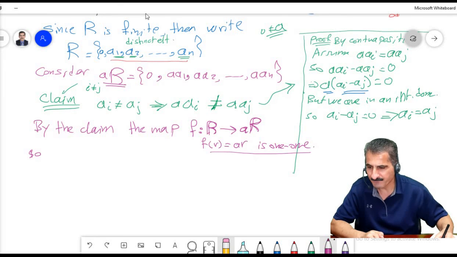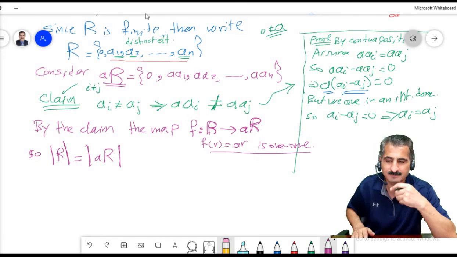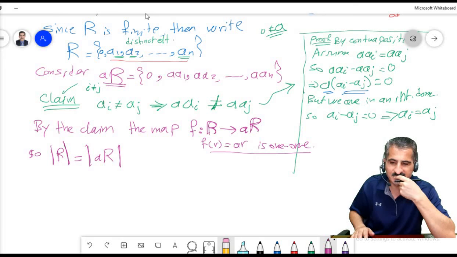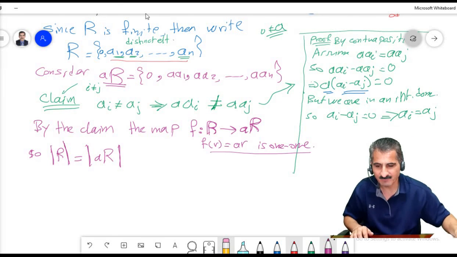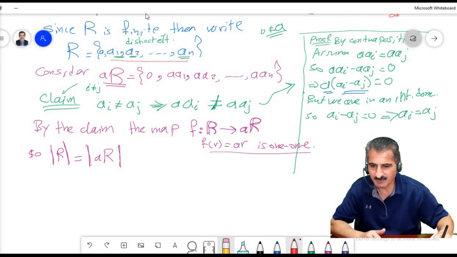So the cardinality of R must be the same as the cardinality of A times R. You agree? Because you know that already, if you have a 1-to-1 map from one set to the other, but the other set is contained in the first one. So to make it clear, let me add that A times R is contained in R, right?